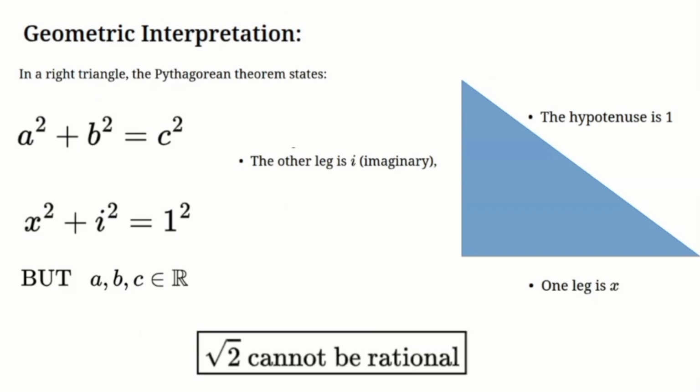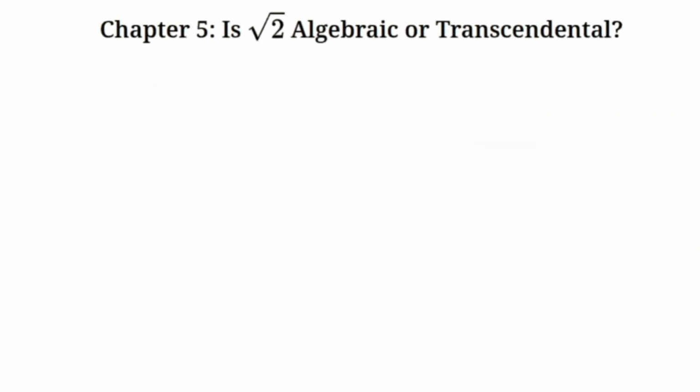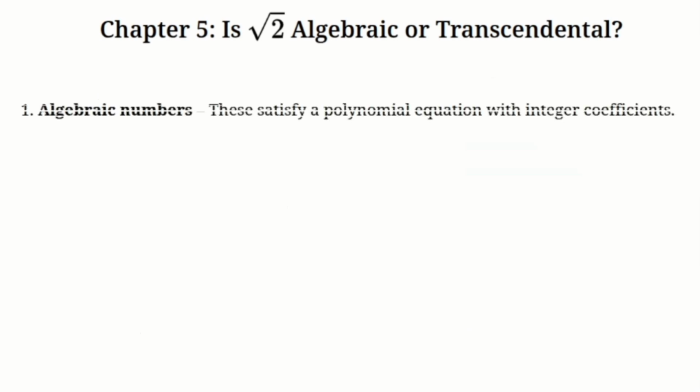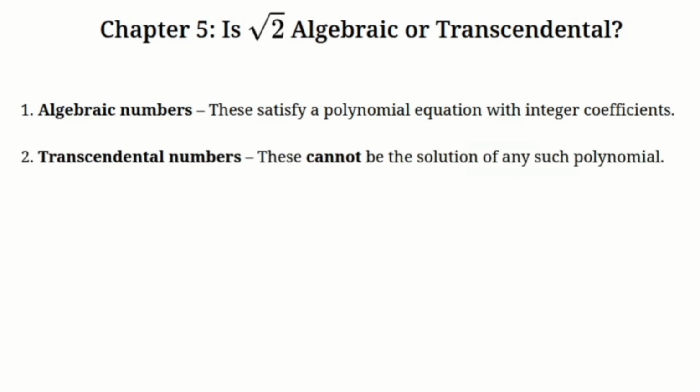Chapter 5, is the square root of 2 algebraic or transcendental? Now that we've proven the square root of 2 is irrational, let's take this one step further. There are two types of irrational numbers. 1. Algebraic numbers. These satisfy a polynomial equation with integer coefficients. 2. Transcendental numbers. These cannot be the solution of any such equation.